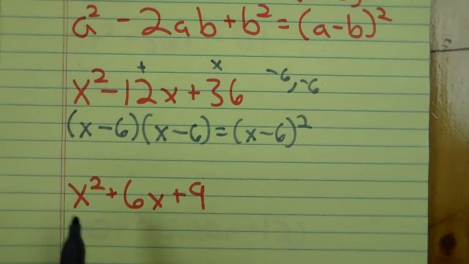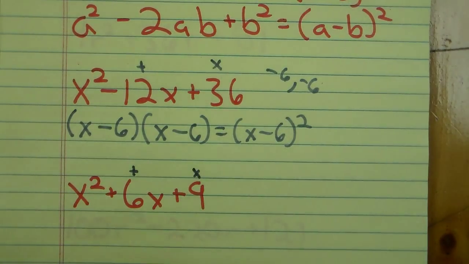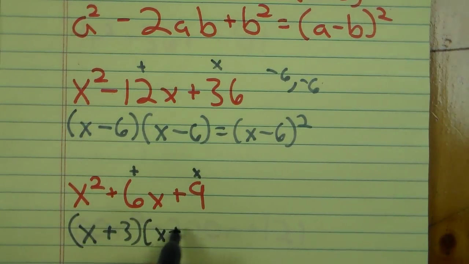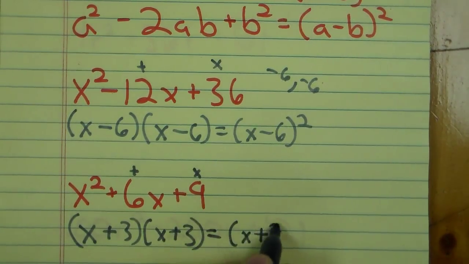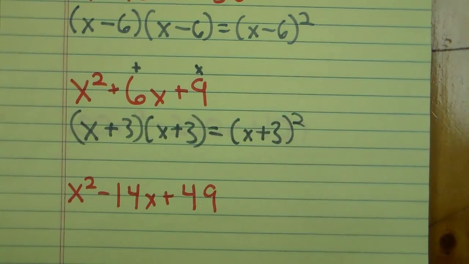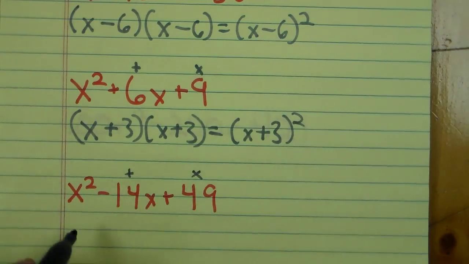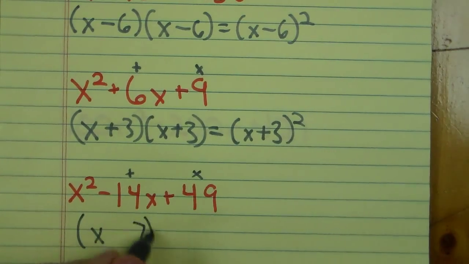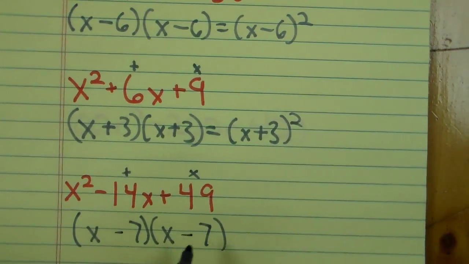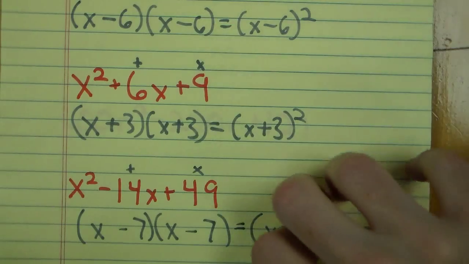Okay, let's look at another one. x squared plus 6x plus 9. I'm looking to multiply to 9 that adds to 6. 3 and 3 come to mind. So that's (x plus 3)(x plus 3), or (x plus 3) squared. Well, what if we looked at x squared minus 14x plus 49? Multiply to 49, add to negative 14. Well, 49, I think of 7 and 7. But since this is negative, they both need to be negative. So it's (x minus 7) squared.